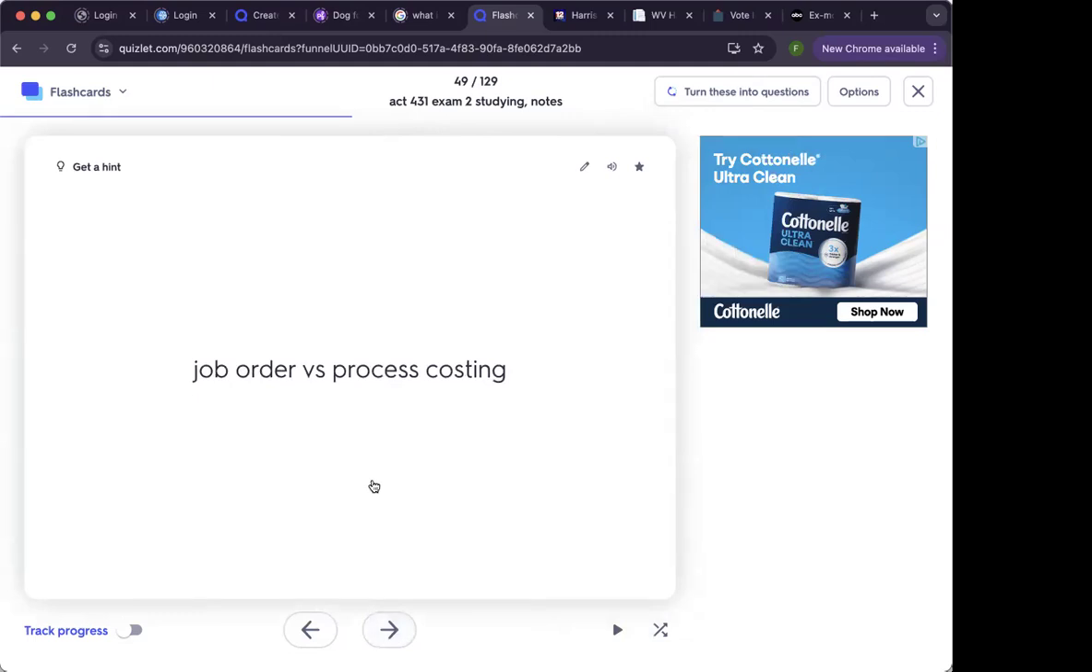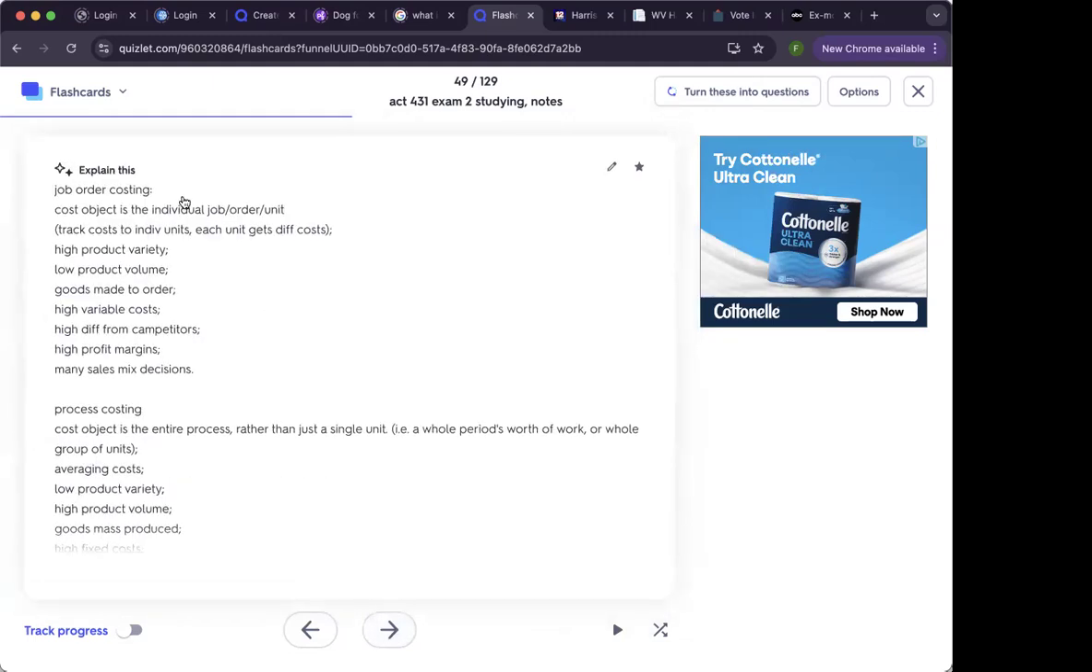Job order versus process costing. Job order costing. The cost object is the individual job order or unit. Track cost of individual units. Each unit gets different costs. High product variety, low product volume. Goods made to order. High variable costs. High differentiation from competitors. High profit margins.